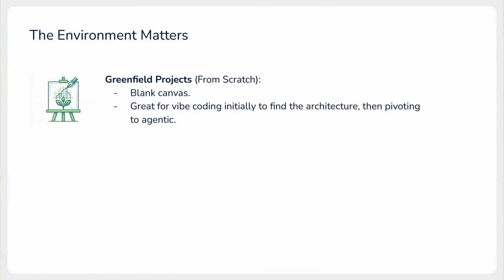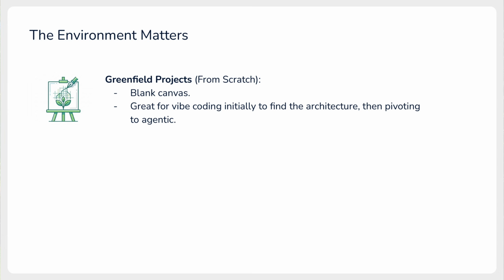Now, which one you pick depends on where you are working. If you are starting a project from scratch, this is called greenfield. Vibe coding is fine in the beginning. You are still exploring, the architecture does not exist yet. Let the AI suggest patterns, see what feels right, and then move to agentic once you have decided.